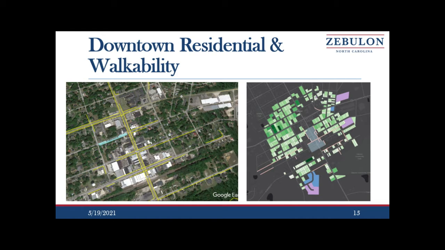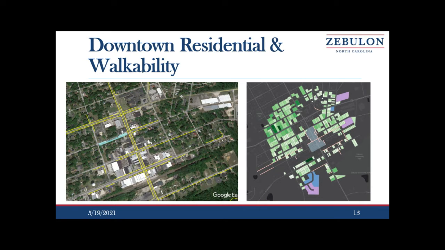The image on your right is an image that we worked on with our planning department. We worked to recognize what are the housing units, the dwelling units, within walking distance of our downtown, and then what are the values of those homes. What you'll see is the homes that are a lighter shade of green are homes of a lower value, and the ones of the darker shade are increasing.